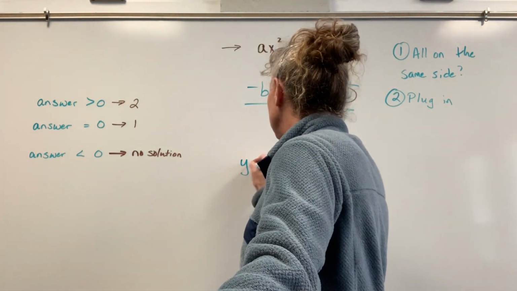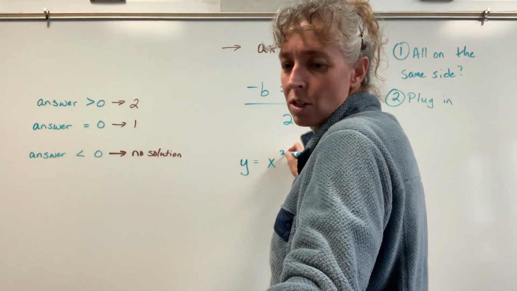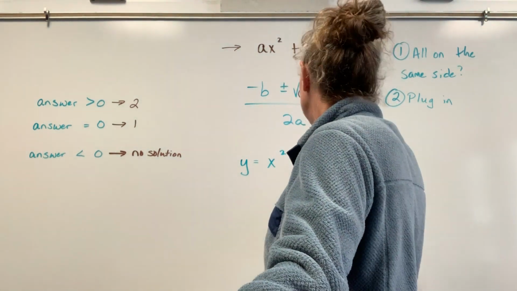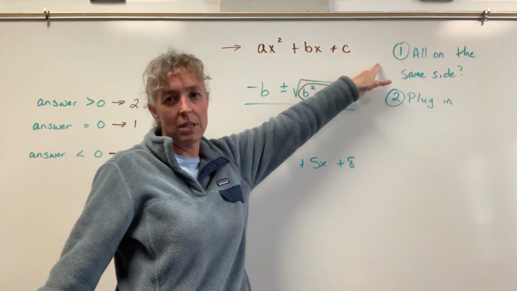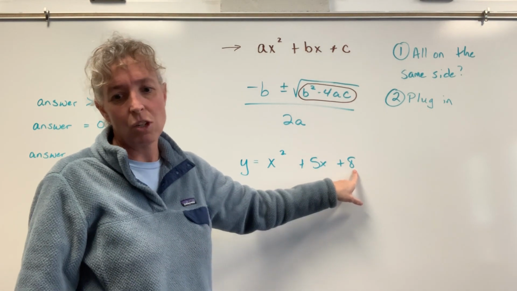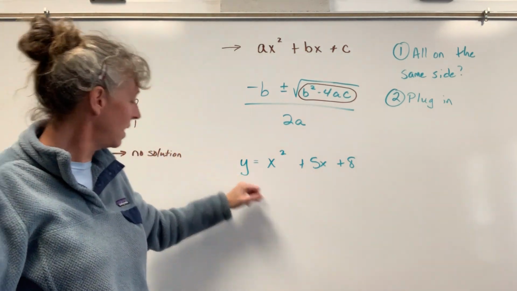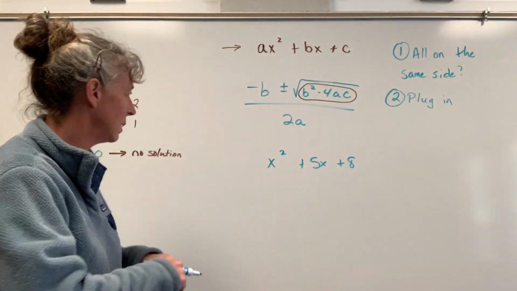We have y equals, they do that when they do x-intercepts, but we still do it the same way: x squared plus 5x plus 8. Step number 1 said, are they all on the same side? Yep. Do I really need this y here? You can get rid of it if that's confusing you. We don't really need that.